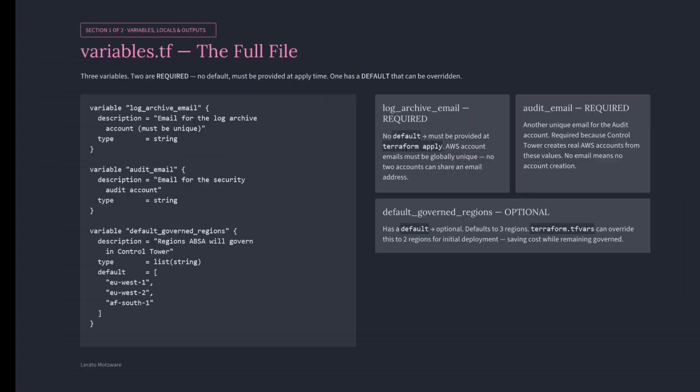Look at the variables.tf file code. Three variables, two are required. log_archive_email, and audit_email. No defaults, must be provided at apply time.